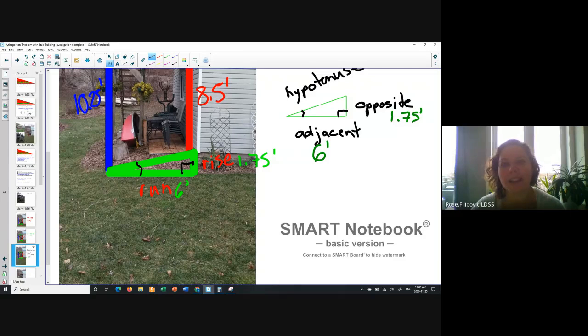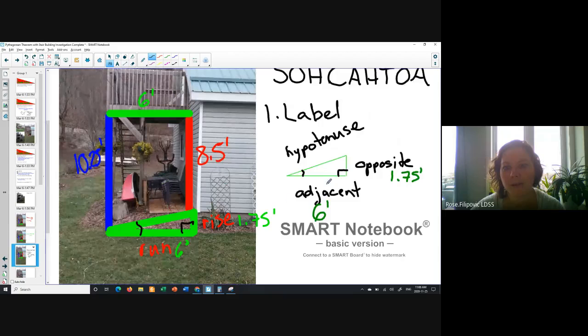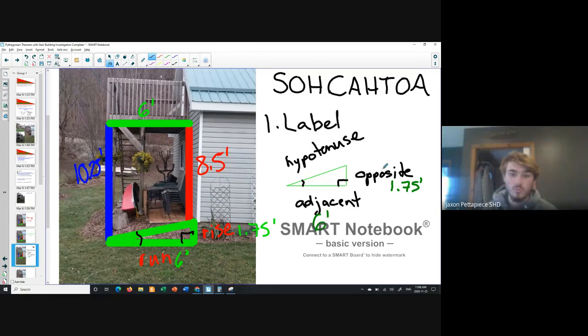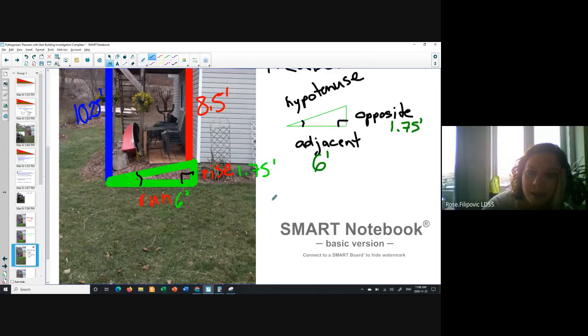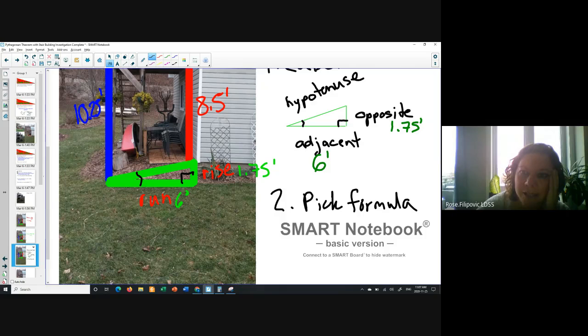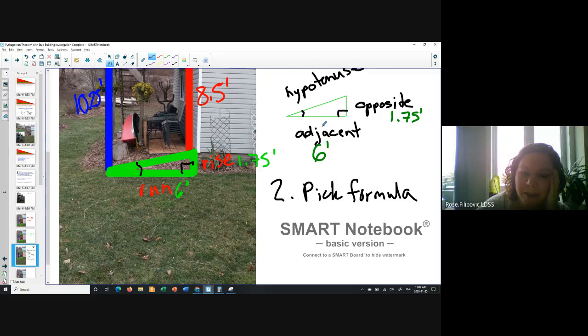Okay, so we've labeled the measurements that we have. We have 6 along the bottom, which is the run, and we have the rise, which is 1.75. So if we look up to our formula, we need a formula that has adjacent and opposite. So adjacent and opposite? Yep, so TOA would be that. Okay, so the second step is to pick the formula. You said it's TOA because we have the opposite and the adjacent.